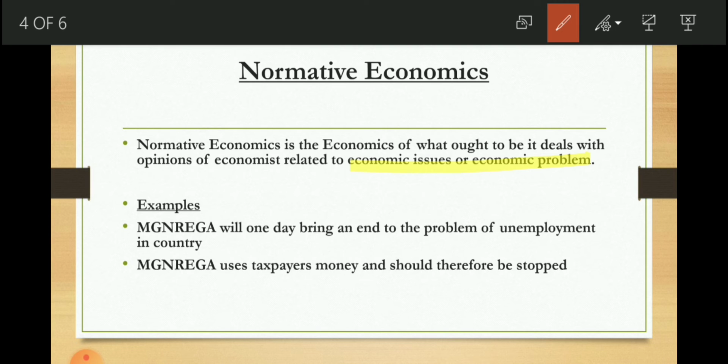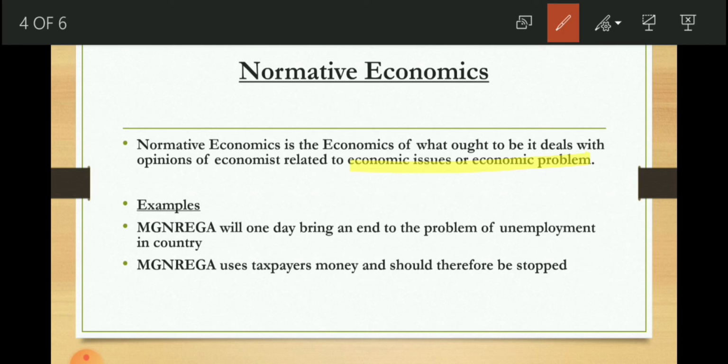Let's look at an example. MGNREGA will one day end the problem of unemployment in the country. We say this of the Mahatma Gandhi National Rural Employment Guarantee Act, which has been applied by the government, under which people who are not able to get employment get 100 days of particular work in a year. So under this scheme we say that if this scheme prevails for a longer time period, then it will help us in eradicating the problem of unemployment.